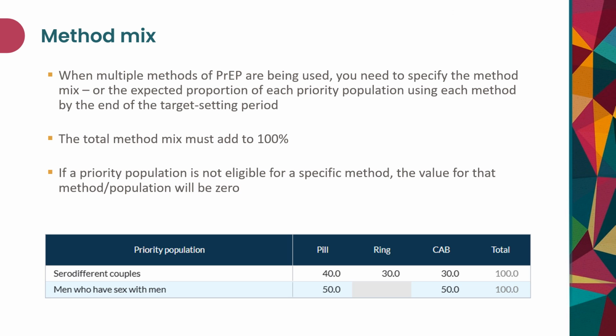In the examples shown here, it is estimated that by the end of the target setting period, 40% of PrEP users who are in serodifferent couples will be taking oral PrEP, 30% ring PrEP, and 30% CAB PrEP. For MSM, it is estimated as 50% of the oral PrEP users and 50% of the CAB PrEP users. You can see that ring PrEP was zeroed out for this population because it was specified in the method section that MSM is not eligible for ring PrEP.